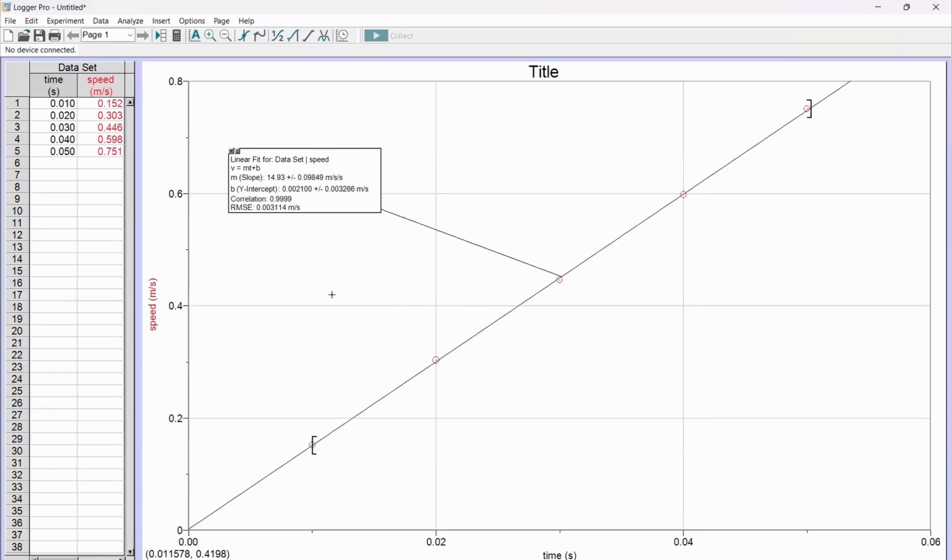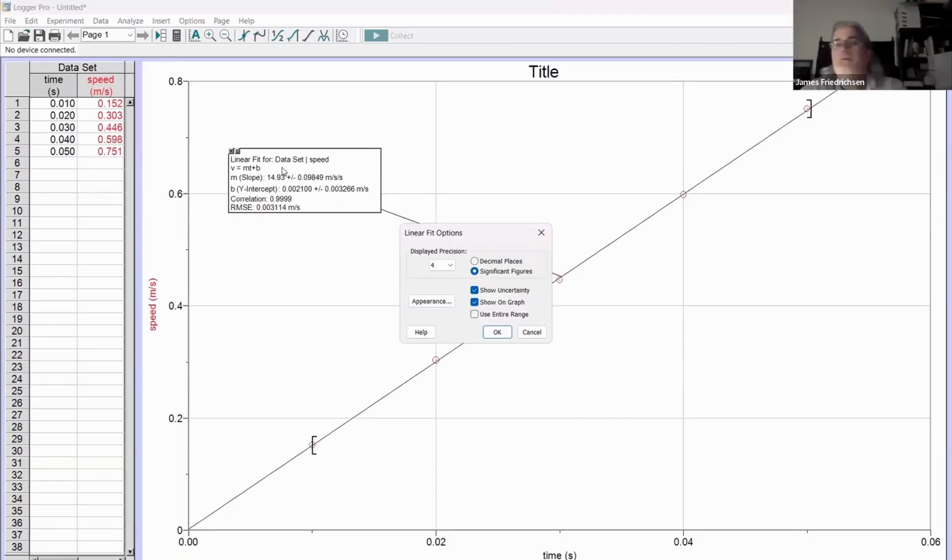Really quick, could you say again where you clicked to get the box for the linear fit options open? Did you click a data point? No, actually, we clicked the linear fit box itself. Gotcha. Okay, thank you. Anything else?